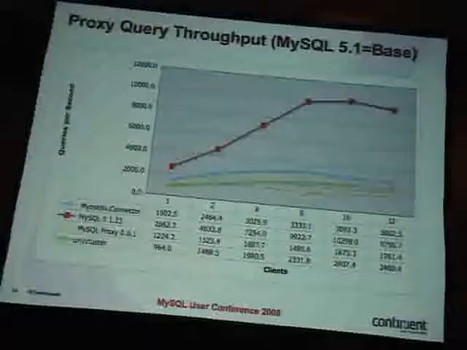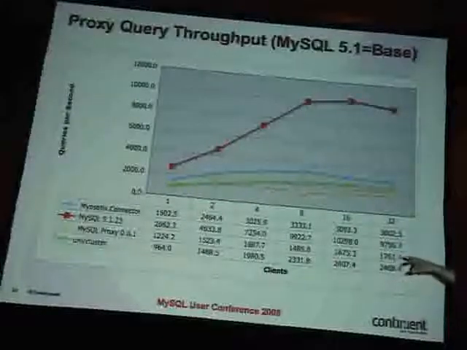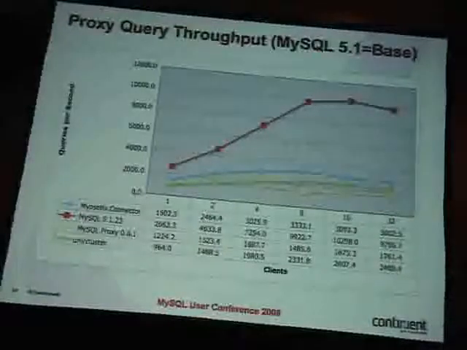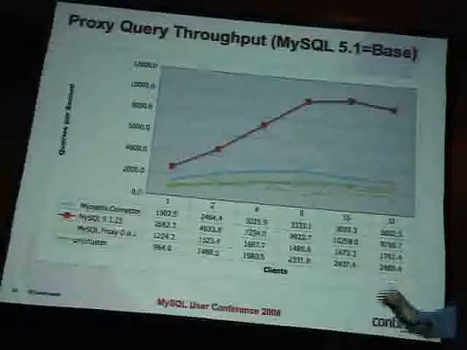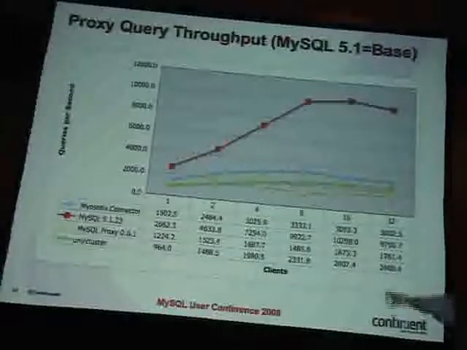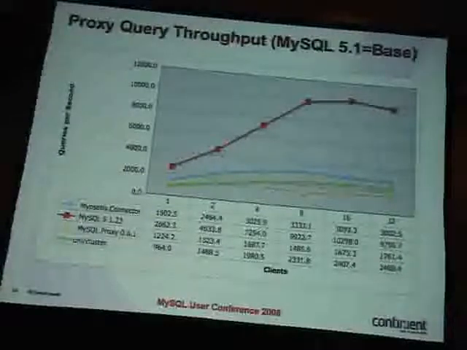Some numbers in there. What you're seeing here is the proxy query throughput. It's interesting to look at the database performance, because in this particular case 5.1.23 gets up to, at 16 clients, which is what you see right here, about 10,000 queries per second. Then you compare against the various proxies. I've got three here. I've got the full Unicluster product, which is our middleware. It tops out at about 2,400 queries per second.